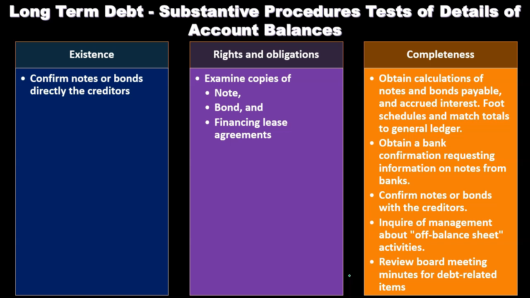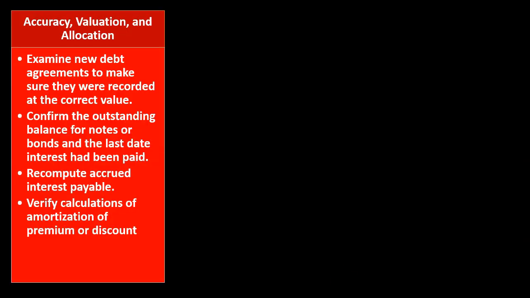If it's in the minutes and we haven't seen any indication of it on the books, then that's another test we would have for completeness. Then we have the assertion of accuracy, valuation, and allocation. We're going to examine new debt agreements to make sure they were recorded at the correct value. So obviously any new debt agreement we have, we want to make sure it's on the books at the correct amount. Usually that's going to be fairly straightforward.